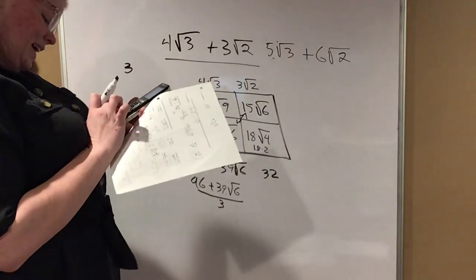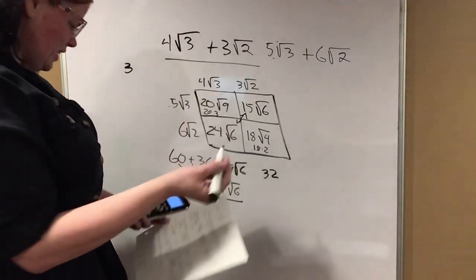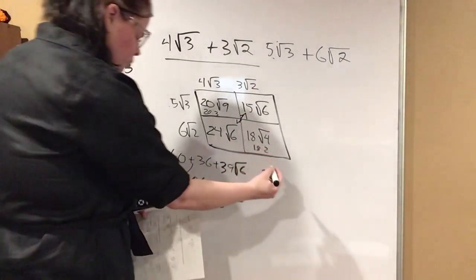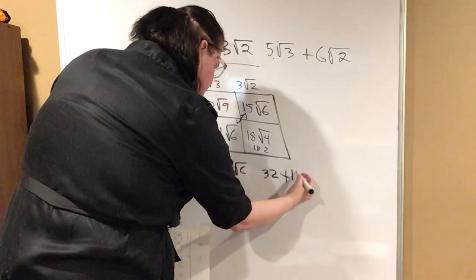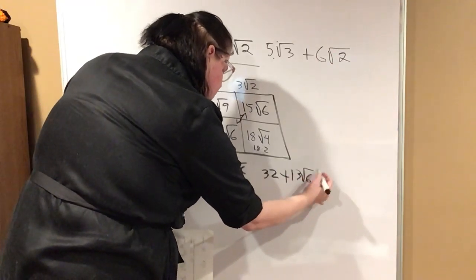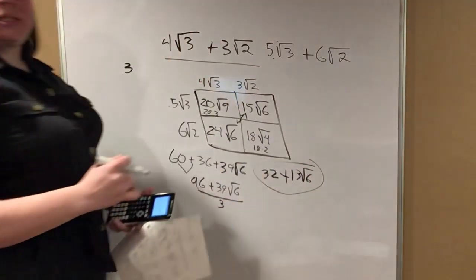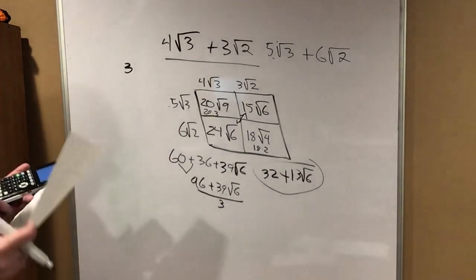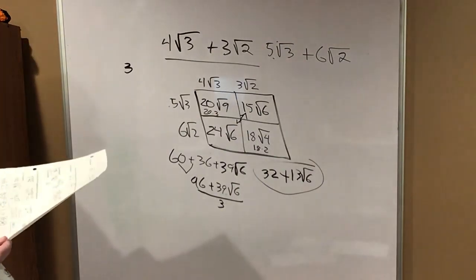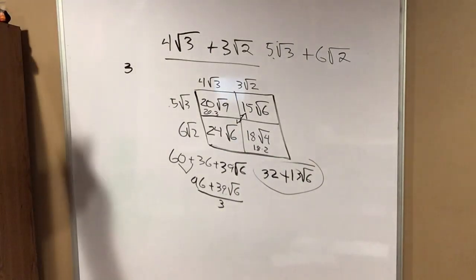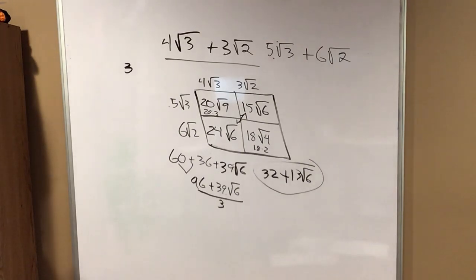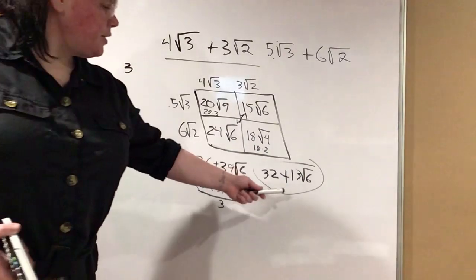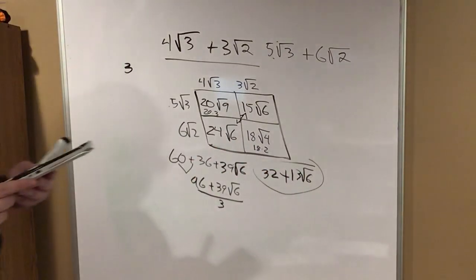So 39 divided by 3 is 13. So plus 13 square roots of 6. We have just simplified that entire equation. We rationalize the denominator first, which you always have to do. Rationalize denominators, and then simplify as far as we can. And that's how I got 32 plus 13 square roots of 6.